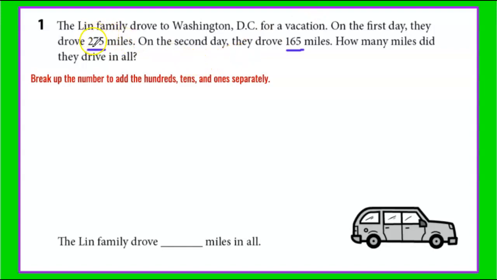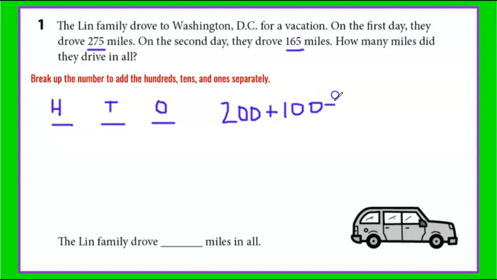So I'm going to start with my biggest place value. And I know that I have my hundreds, tens, and ones in a 3-digit number. So I have my hundreds, tens, and my ones, and my hundreds is the biggest. So I see 200 on the first day. So I'm going to add my 200. And then another 100 on the second day. So I'm going to add my other 100 to equal 300. So I have 300 miles so far.